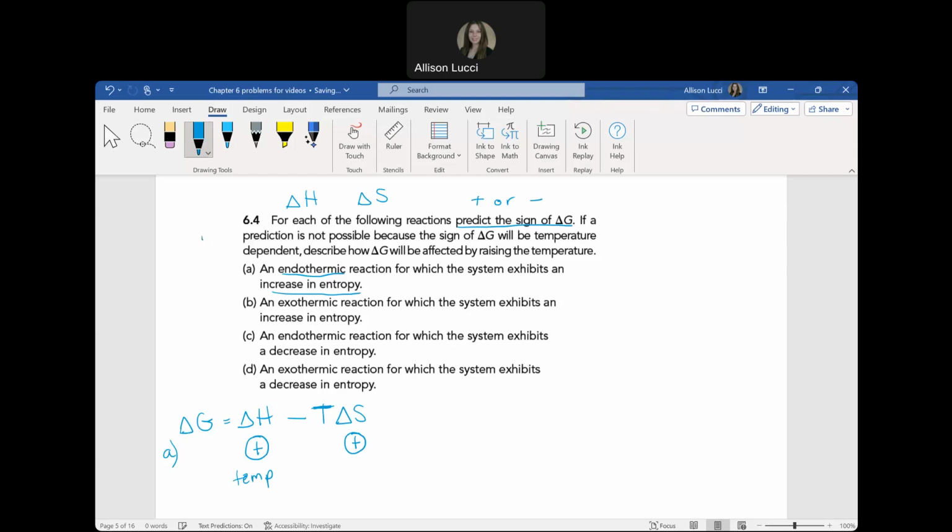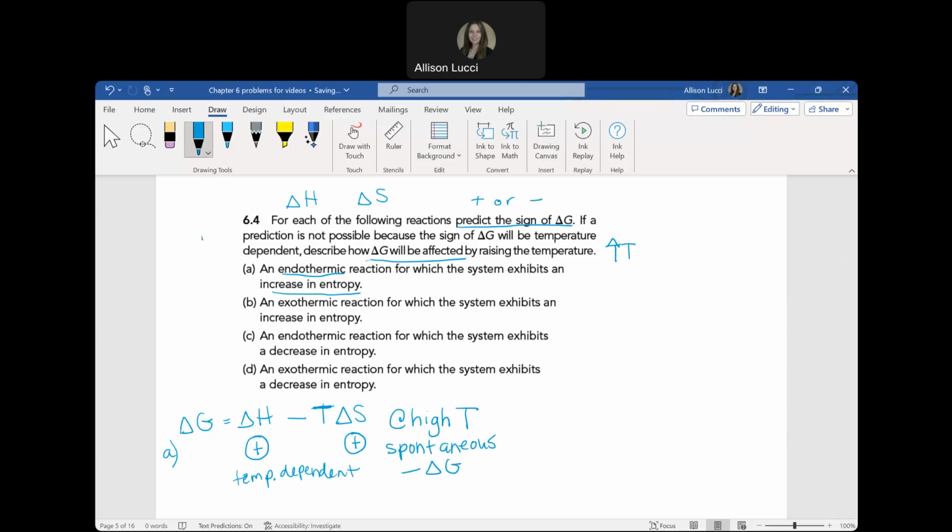And we're also asked, if something is temperature dependent, to describe how delta G will be affected if we increase the temperature. So if we raise the temperature of this temperature dependent process, some positive value would have some positive value subtracted from it. So at a high enough temperature, this reaction would be considered spontaneous, because we would have a negative delta G.